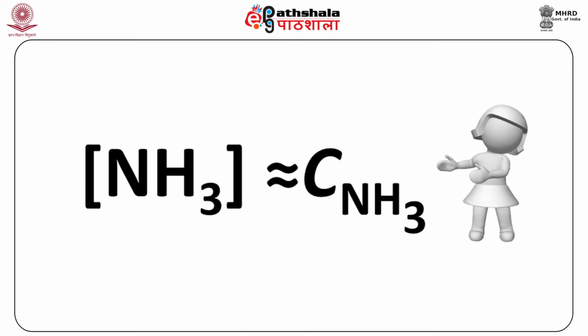Although in presence of large excess of ammonia relative to the metal ion, the concentration of the resulting amine complexes remain insignificant compared to that of the free ammonia concentration. Thus, here we can write the concentration of ammonia is equal to CNH3. For the above experimental conditions, the conditional constant K dash is calculated from the thermodynamic constant K.